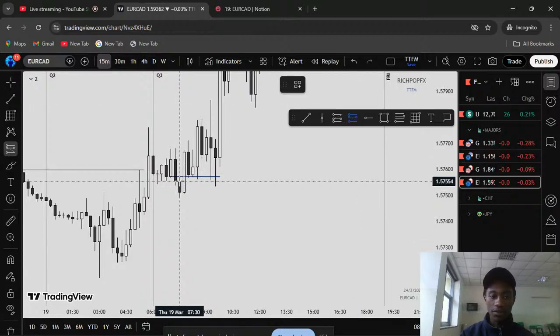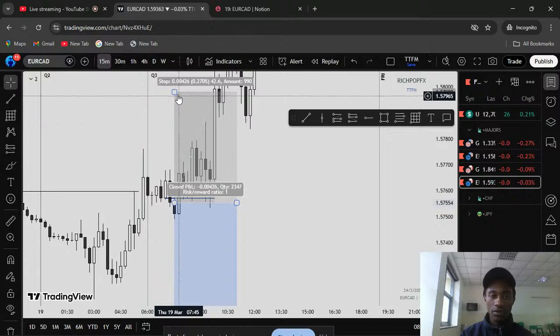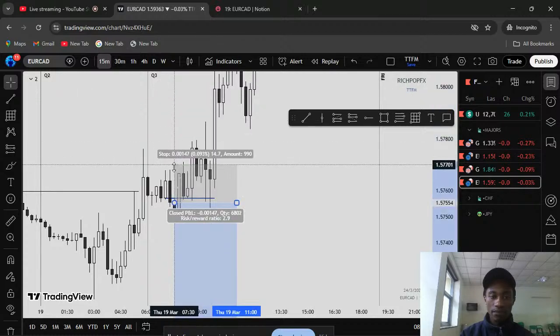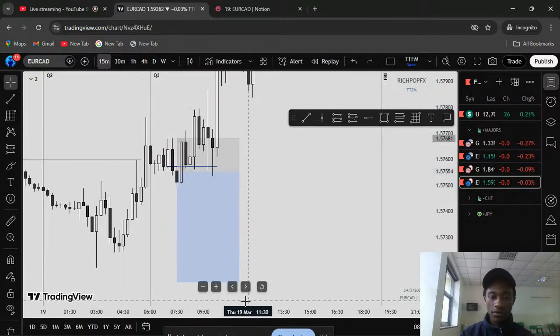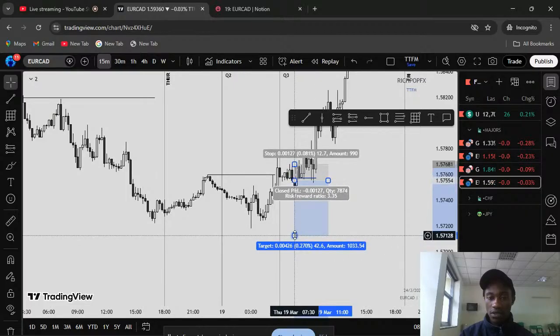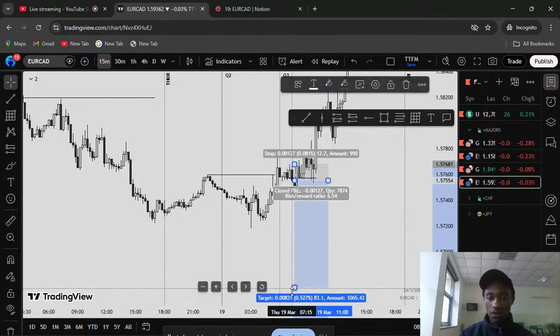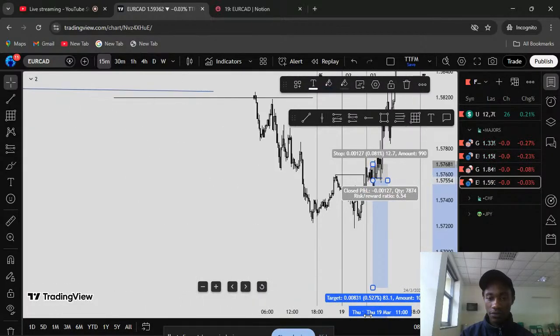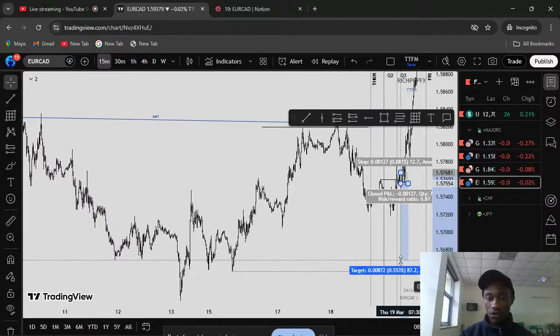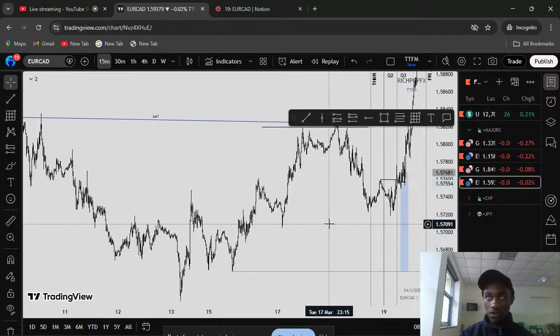And I entered immediately here. Entered on this, and I was aiming plus 5 hours as usual. Okay, plus 5 hours. No, this wasn't even plus 5 hours. I was aiming previous week's low, which is here. It was like 7 hours.